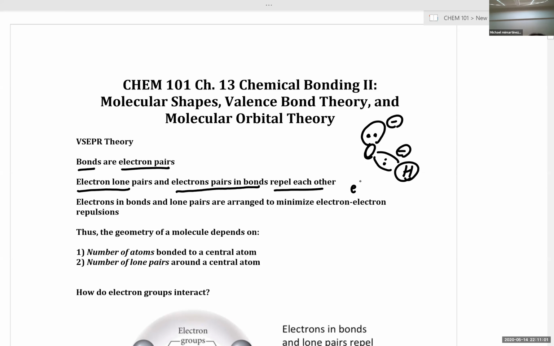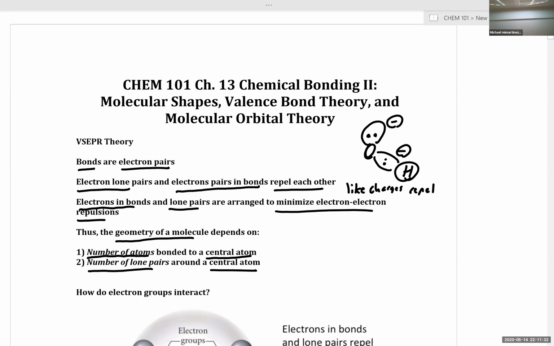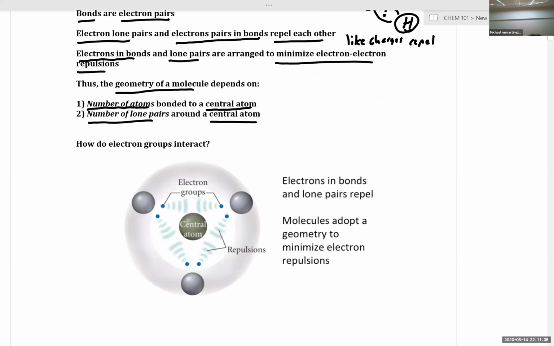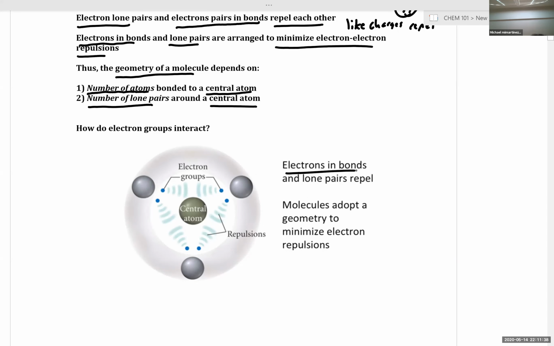So like charges repel. Electrons repel electrons, right? So fundamentally, VSEPR theory is based on this idea that electrons in bonds and lone pairs are arranged to minimize electron-electron repulsions. Thus, the geometry of a molecule depends, number one, on the number of atoms bonded to a central atom and the number of lone pairs around a central atom. So again, just to highlight, electrons in bonds and lone pairs repel, and the molecules adopt a geometry to minimize these electron repulsions.